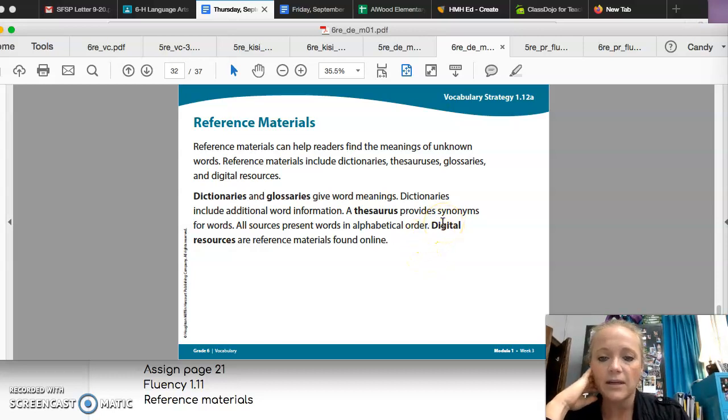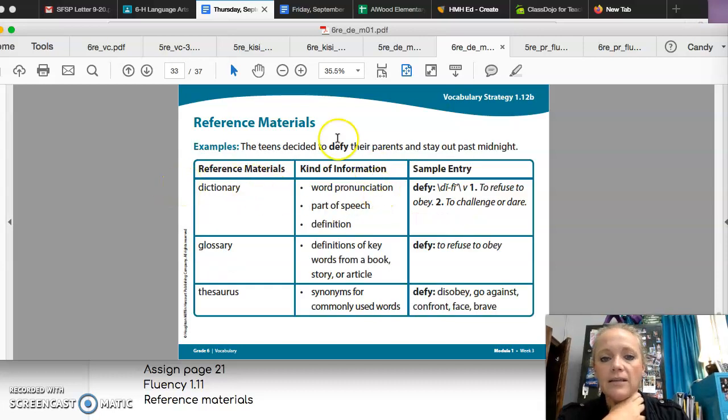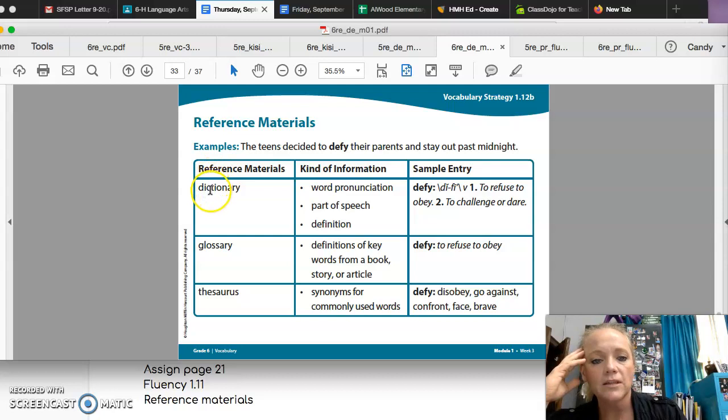There are encyclopedias also that give other information besides just the meaning of a word. And we had a sample sentence. The teens decided to defy their parents and stay out past midnight. So if you were going to look it up in a dictionary or a glossary or a thesaurus, you would find defy looks like this.